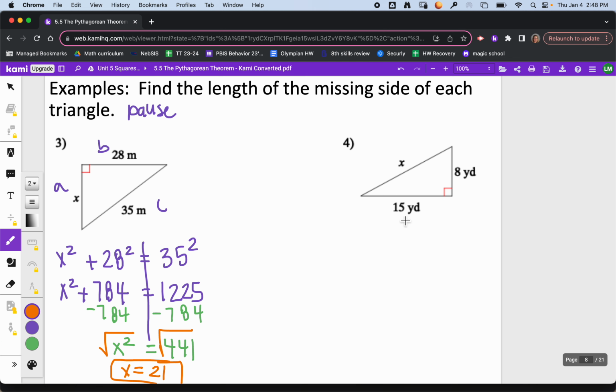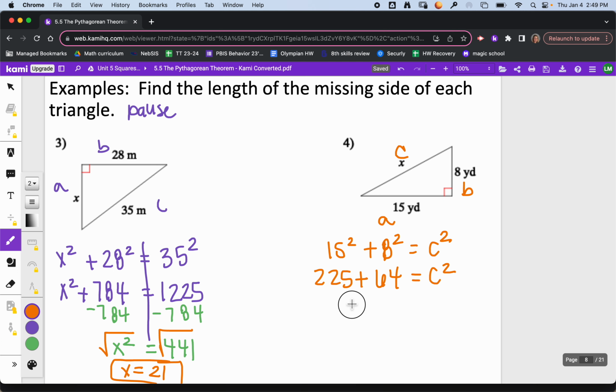Number 4 is a little bit different because I have my a and b, I don't have my c yet. So as I'm plugging this in, I should be doing 15 squared plus 8 squared equals c squared. I know 15 squared, that's one we should have memorized by now. It's 225. 8 squared is 64. And let's see what that gets us for c squared. 225 plus 64 gives us 289. Notice they're on the same side, so I add them together. And then to find out what c is, I'm still going to do that final step, which is to find the square root. C is now equal to 17.